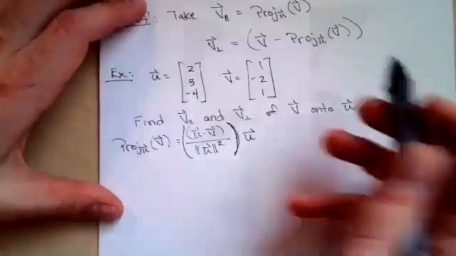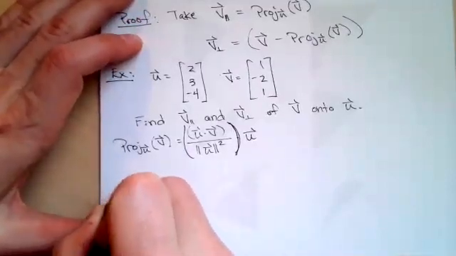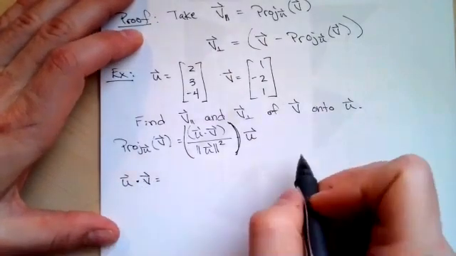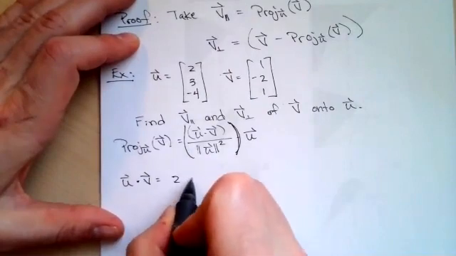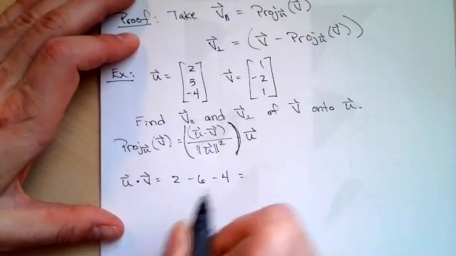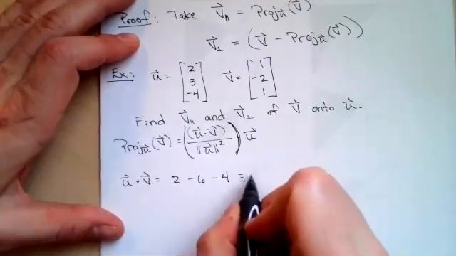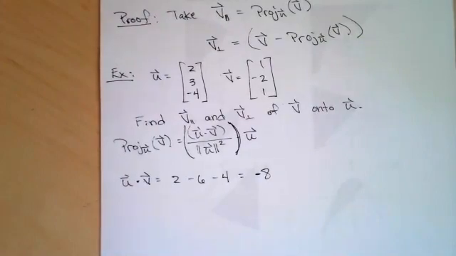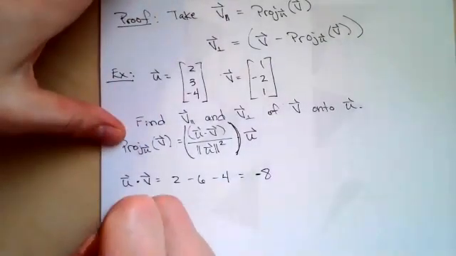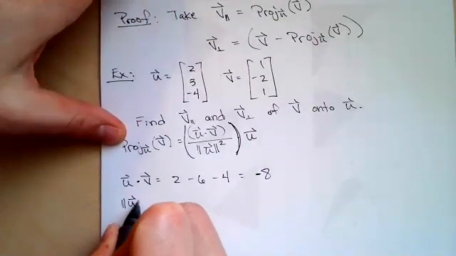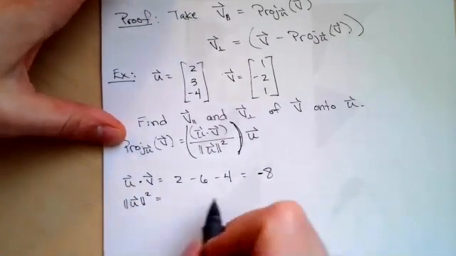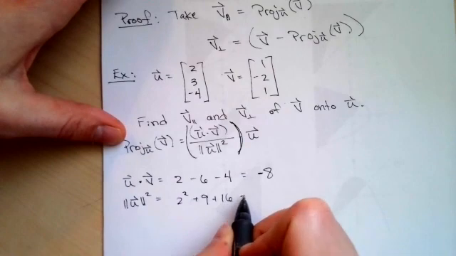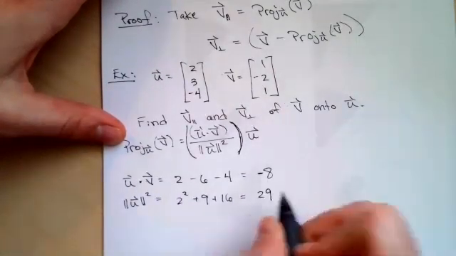So let's pick out our pieces. As with a lot of these problems, the math behind it isn't hard, it's just lengthy. So there's a lot of computations to do. So our u dot v is going to give us 2 minus 6 minus 4. And so that's going to give us negative 8. Our norm of u squared is just going to be 2 squared plus 9 plus 16. Just go ahead and square everything. So 29.